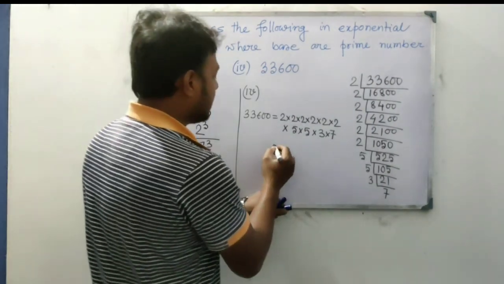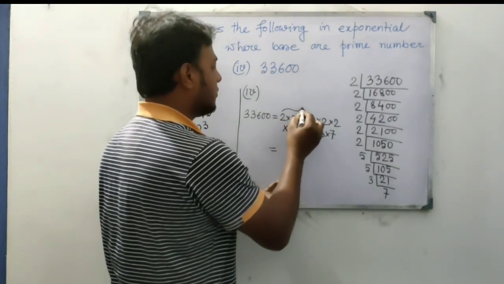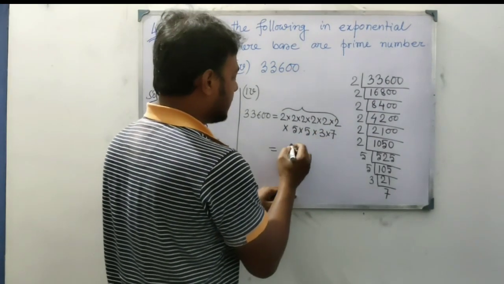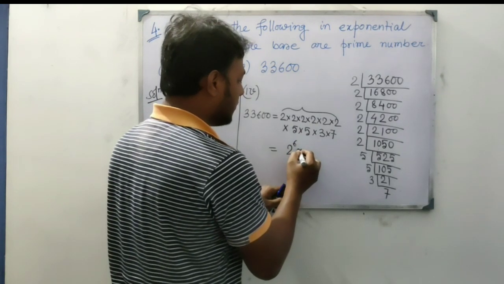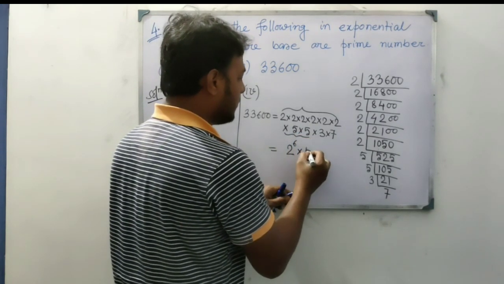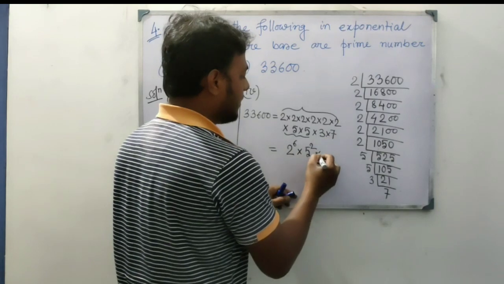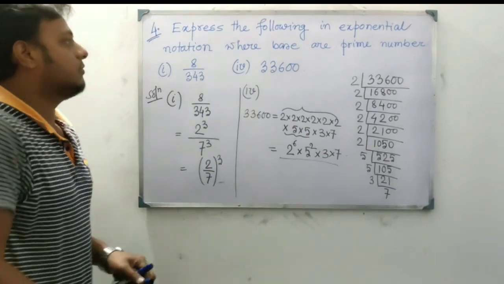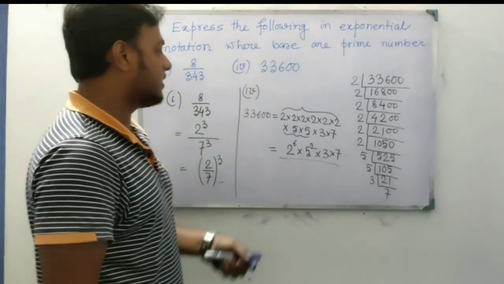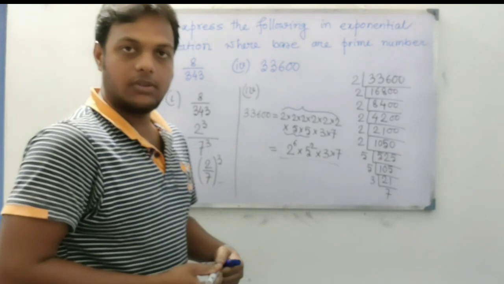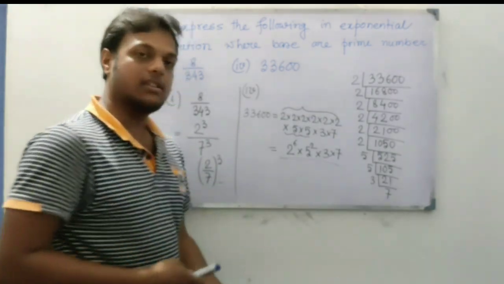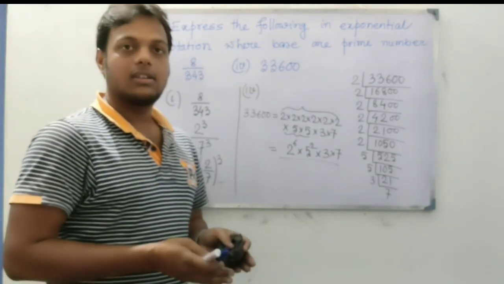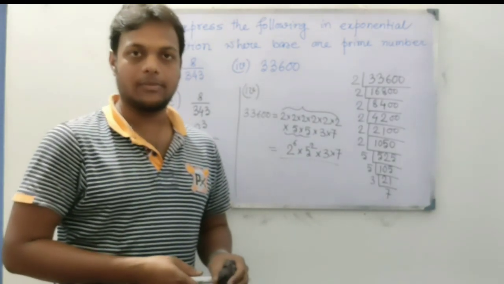For all these 2s we can write it in symbolic form. And how many 2s are there? 6. So it is 2 to the power 6 into, in place of 5 into 5 we can use 5 square, and since the power of these is 1, keep them unchanged. So this is the exponent form or exponential notation of 33600. Did you get it? Hope you understand all these things. Note down, and the remaining problems which I have not solved in the class are homework for you.